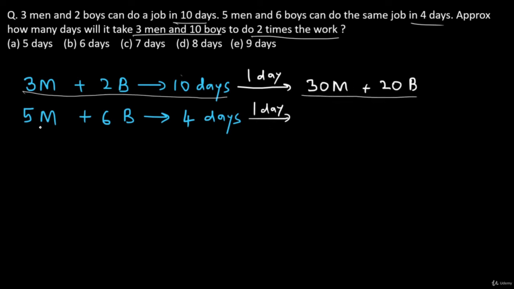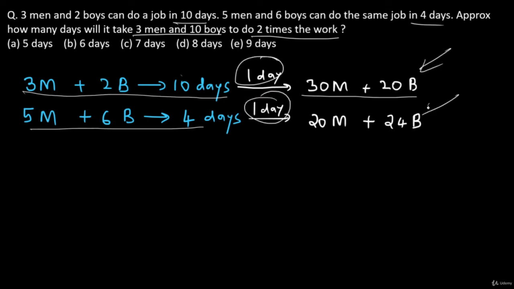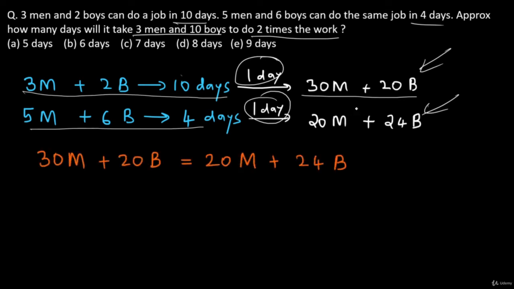Similarly over here, this part over here is equivalent to 20 men and 24 boys working for 1 day. Now the time is the same in these two scenarios. So I can equate these two together, right? So 30 men and 20 boys do the same amount of work that 20 men and 24 boys do. Now let's simplify this to eliminate one variable. I get that 10 men is equivalent to 4 boys, right?